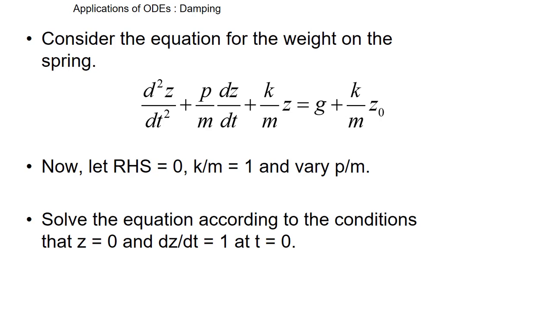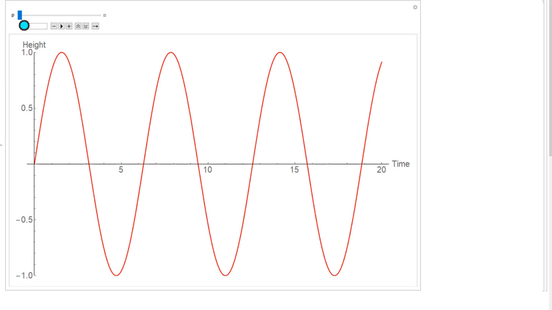Let's see what happens. When the parameter is equal to 0, we see that our system undergoes pure oscillations. Each oscillation is like the one before. It reaches a maximum height of 1, a minimum height of -1. It repeats every 2 pi. The first time it comes back to 0 is at pi. So this is in a situation where there is no friction at all.